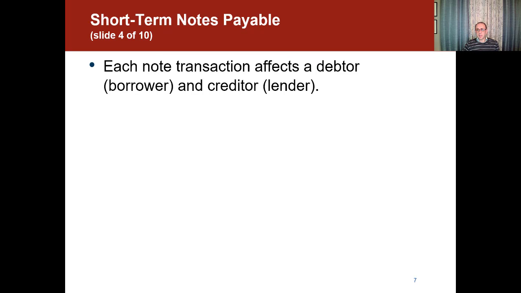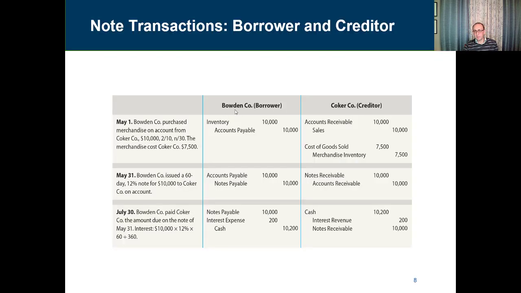So each note transaction affects a debtor, who is a borrower, and the creditor, which is a lender. So we're going to see a side-by-side comparison for how the transaction would look on the borrower side and then the lender side. So here we have two companies. We have Bowden Company and Coker Company. Bowden is the borrower, and it starts with a letter B for borrower, and Coker is the creditor, or in other words, the lender. And we have Coker here with a C like the creditor.